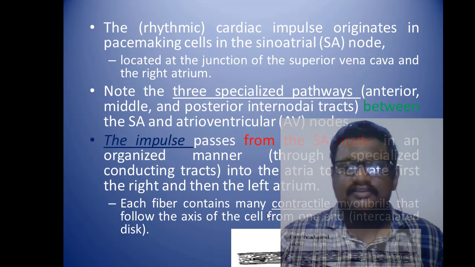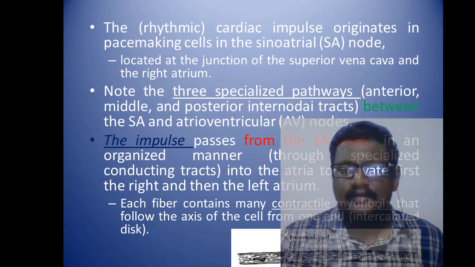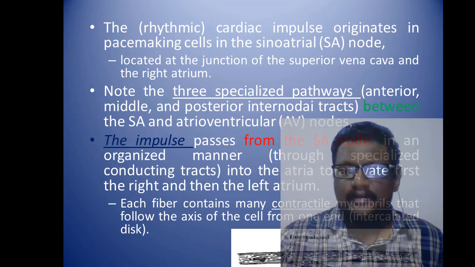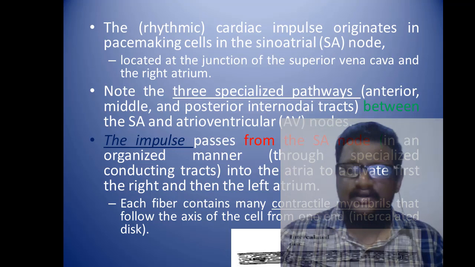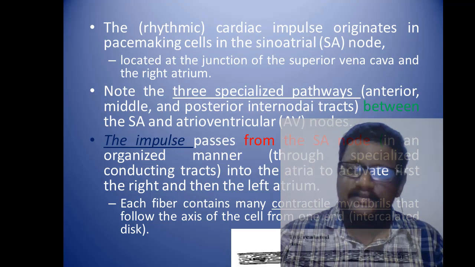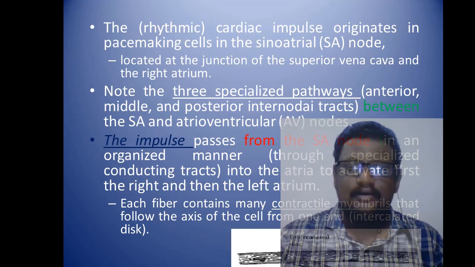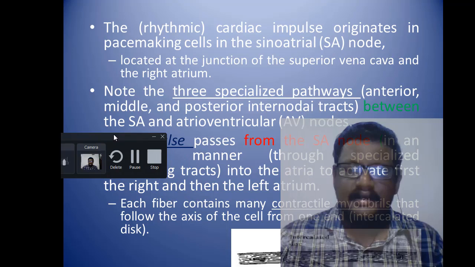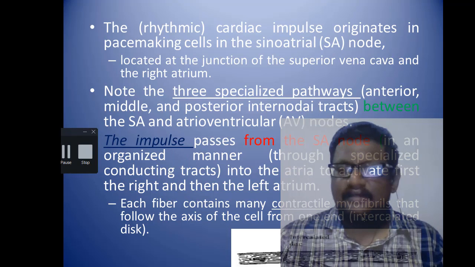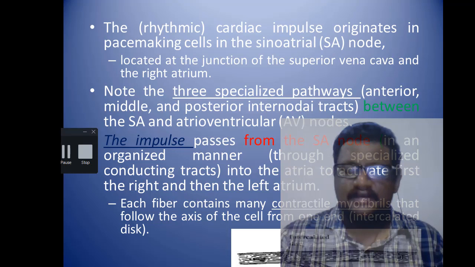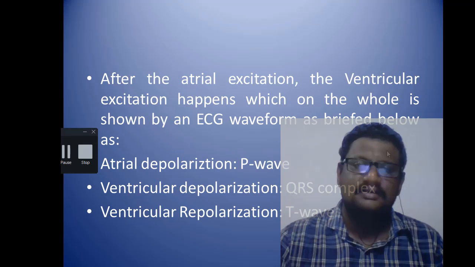So each fiber consists of contractile myofibrils. Myofibrils, I told the explanation. Fibrils means fibers. Myo means muscle fibers. Cardiac myofibers means heart muscle fibers that follow the axis of the cell from one end to another end. So this is the diagram, the simple figure of the myofibrils. How the impulses are passing through the muscle fibers is shown by a simple diagram like this.